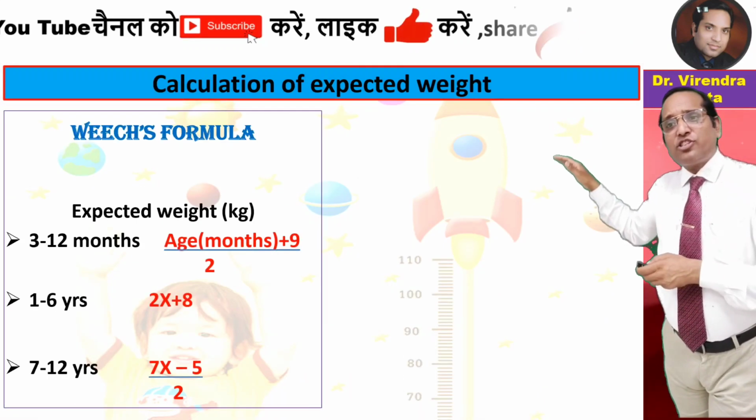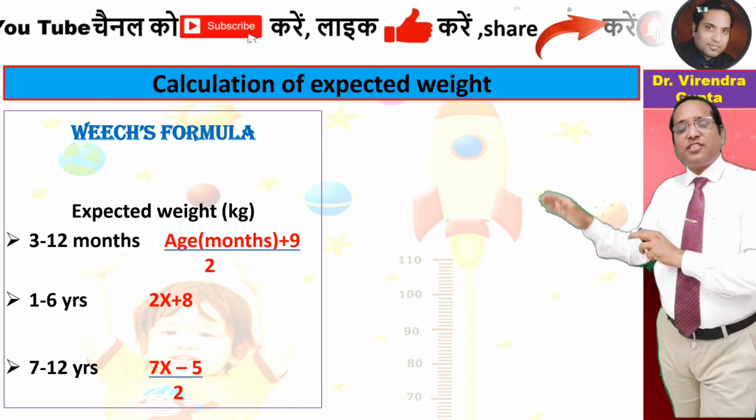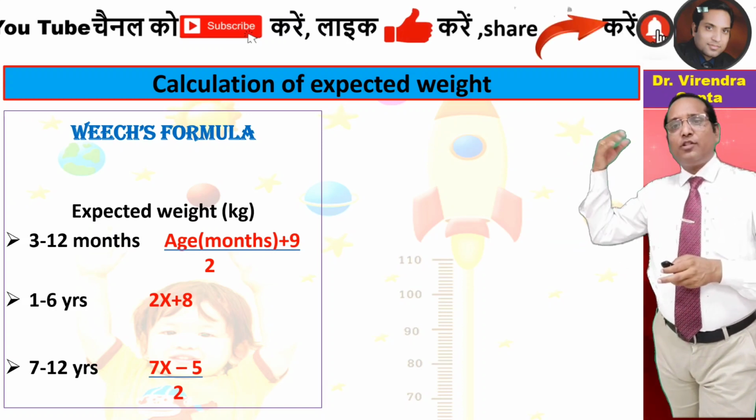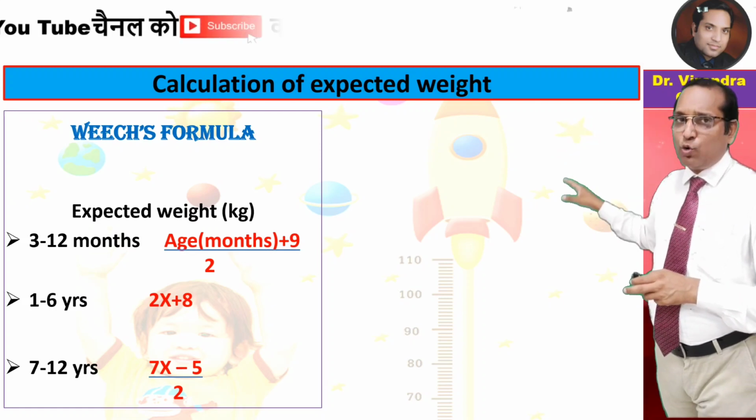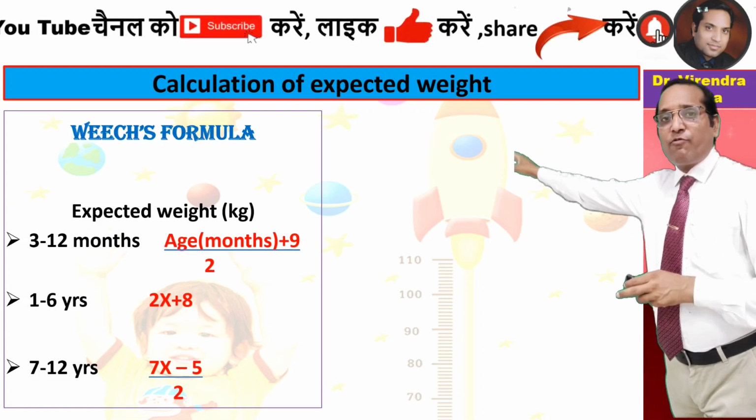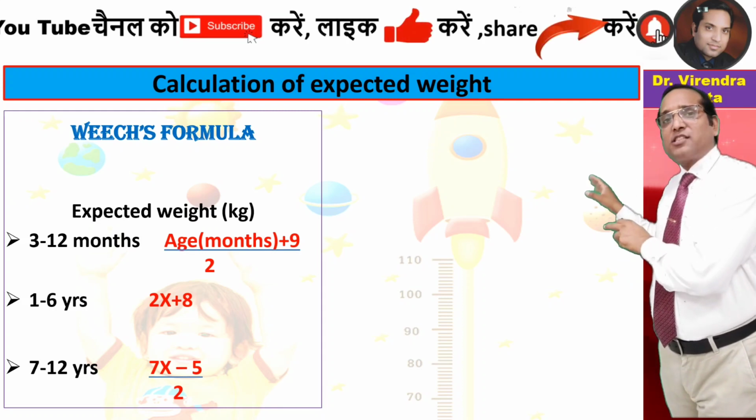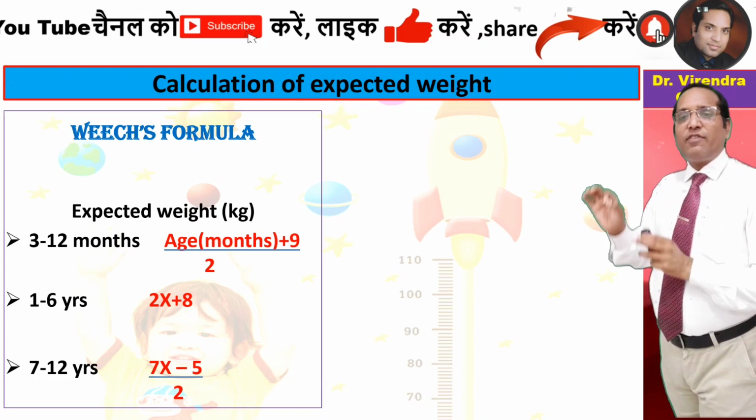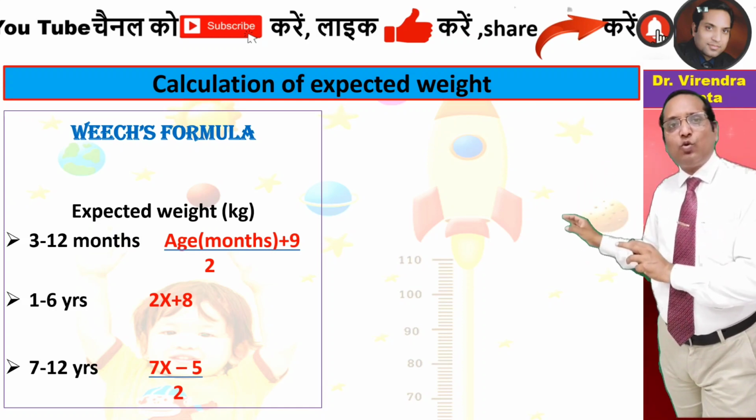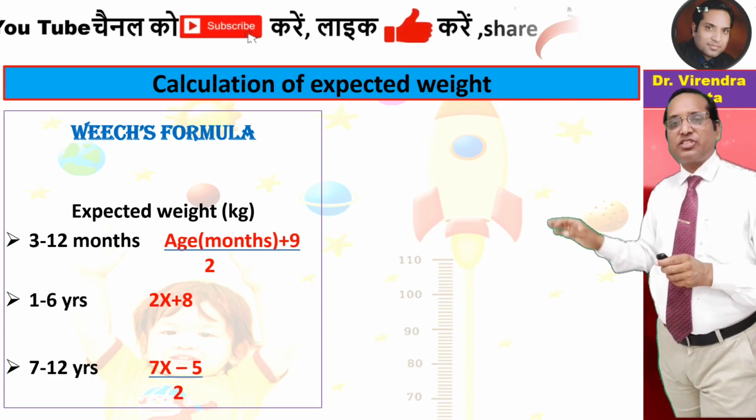And calculation of the expected weight can be done by the Weech formulas, which is: up to 3 to 12 months of age, age in months plus 9 by 2; from 1 to 6 years of age it is 2x plus 8; and 7 to 12 years of age it is 7x minus 5 by 2, where x is age in years.